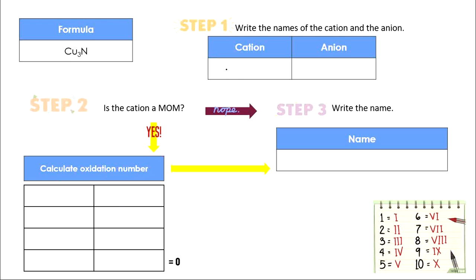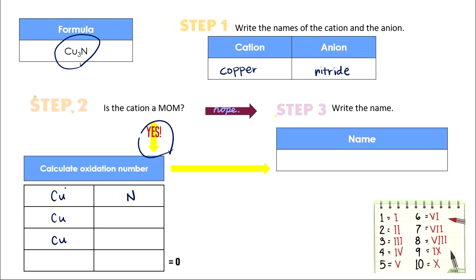Let's take a look at one more example together. Cu3N. The name of the cation is copper, and the name of the anion is nitride. Is copper a MOM? Yes, it is. So let's calculate the oxidation number. So again, we need to look at the actual formula, and we're going to list those atoms in our table. So there's 3 coppers and 1 nitrogen.